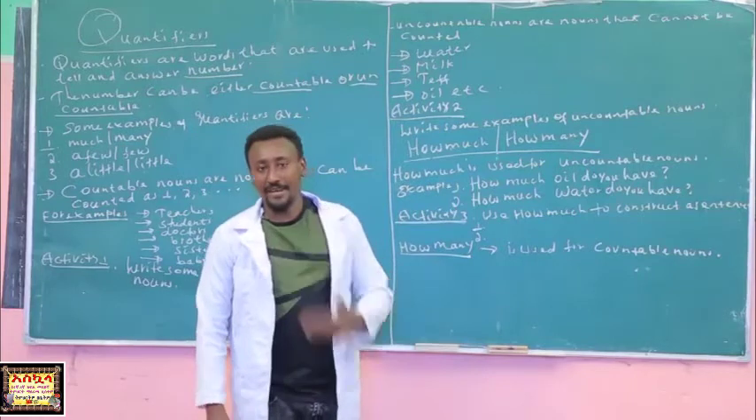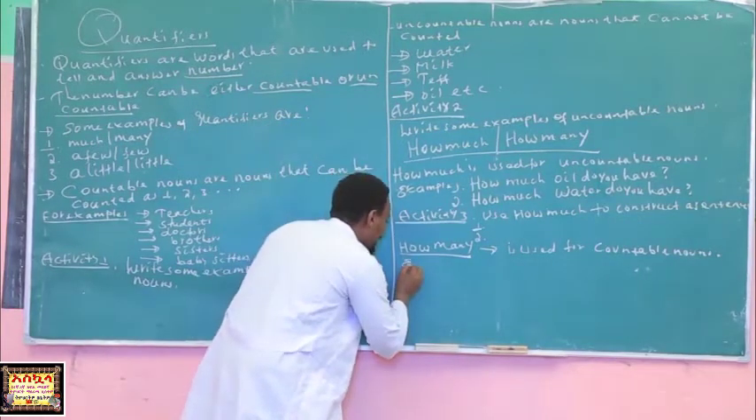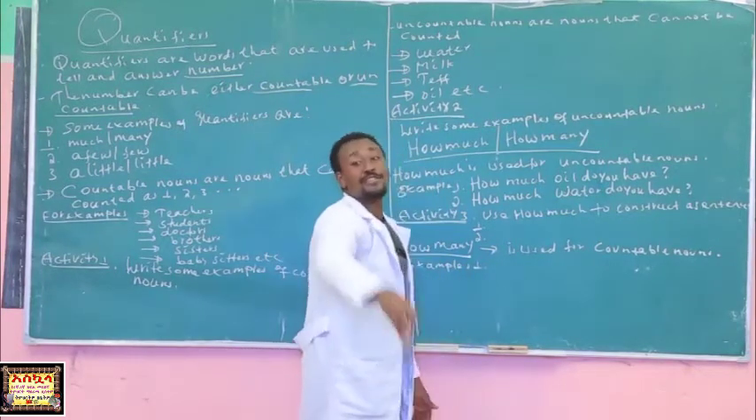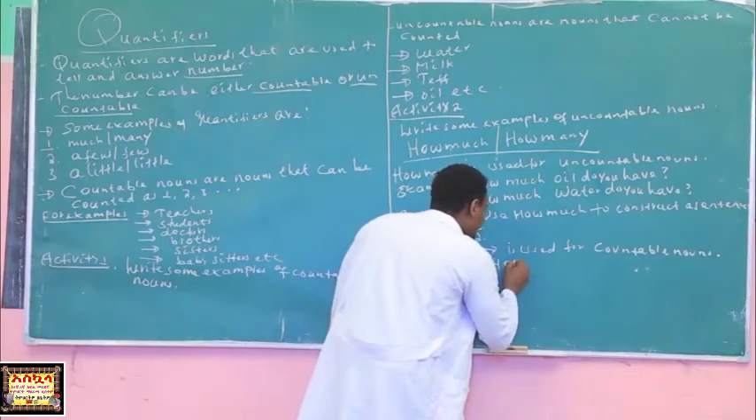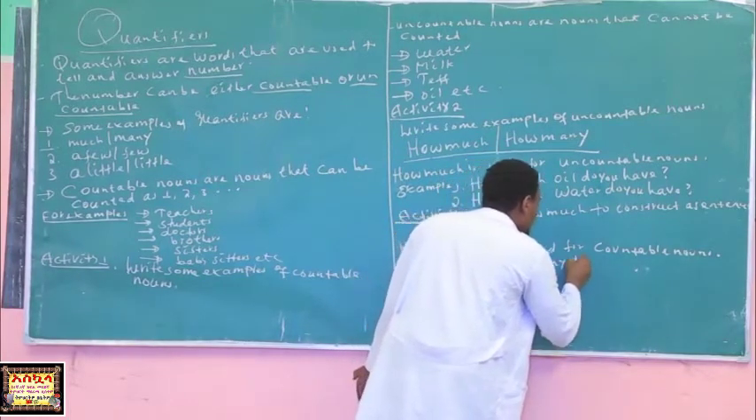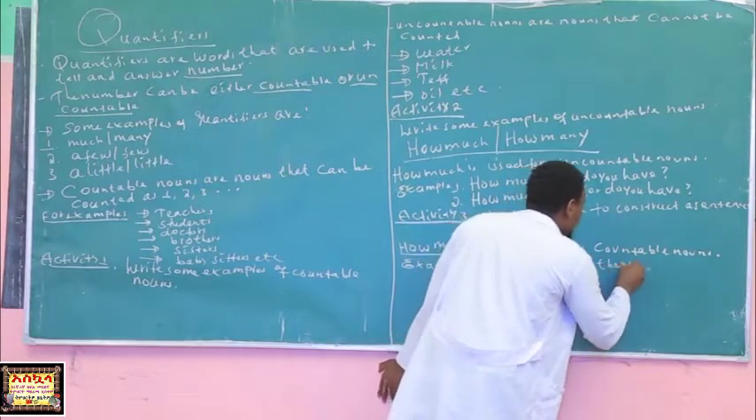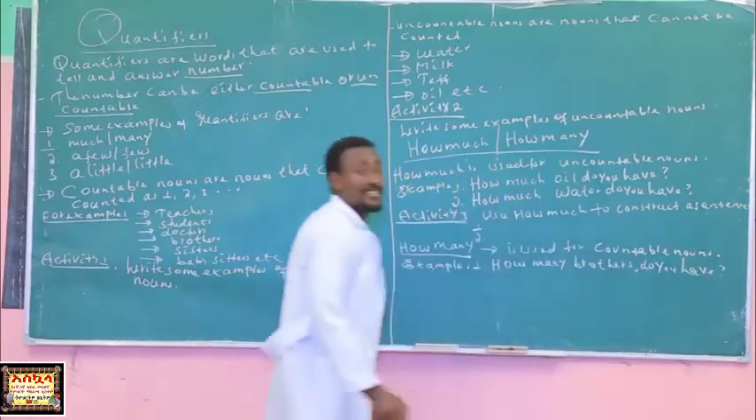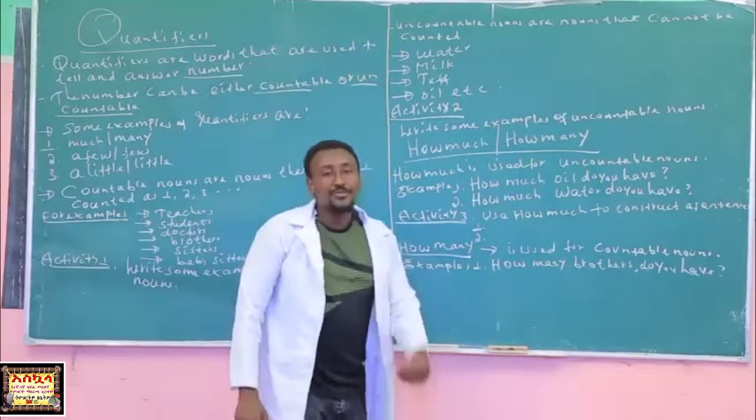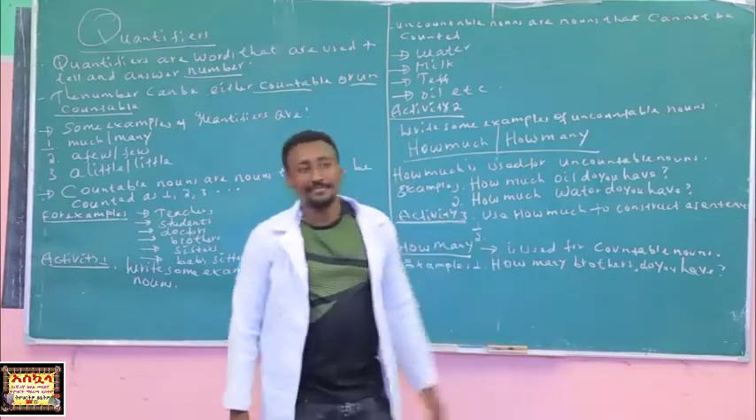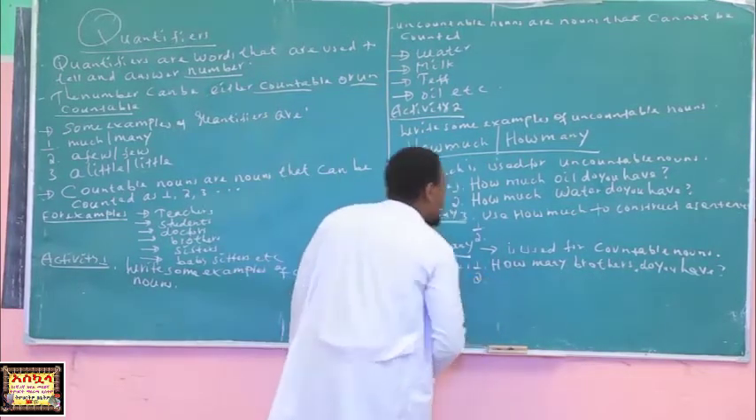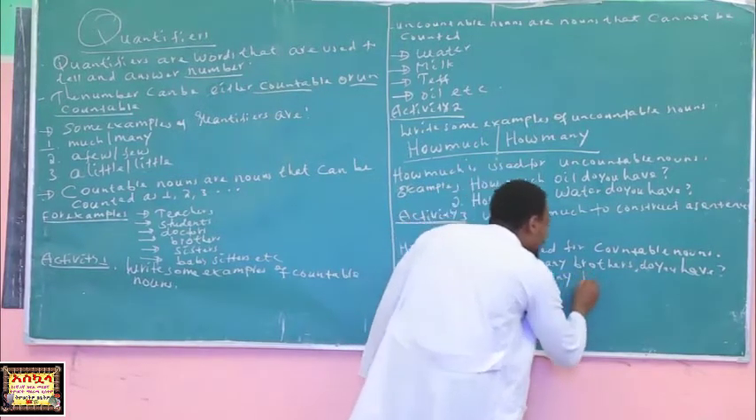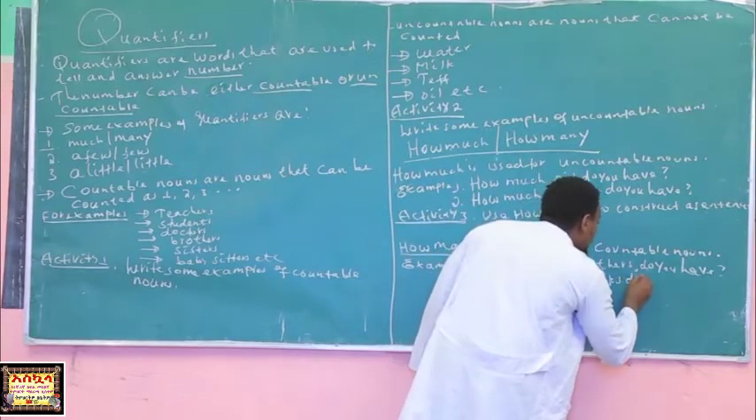For example, let me give you examples. One. How many brothers do you have? Your brothers are what? Countable. You can say one brother, two brothers, three brothers, etc. And how many books do you have?